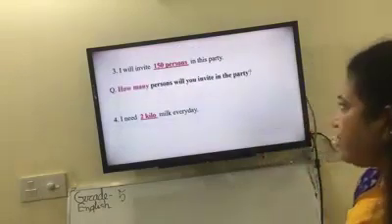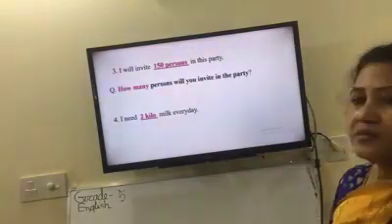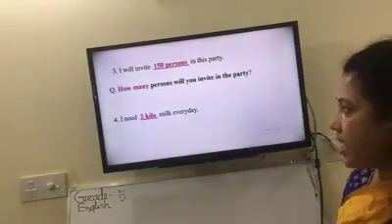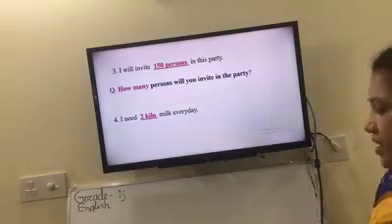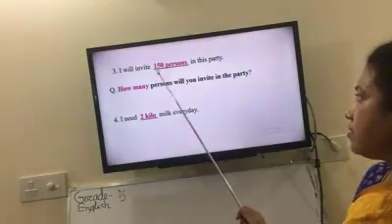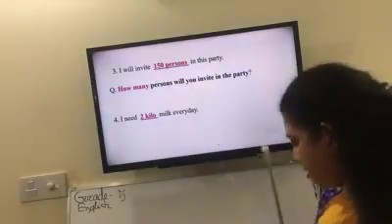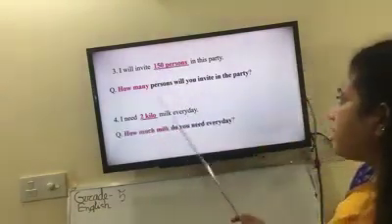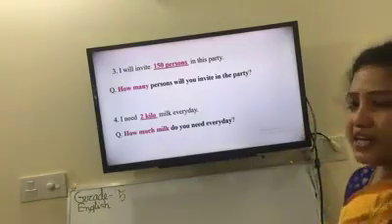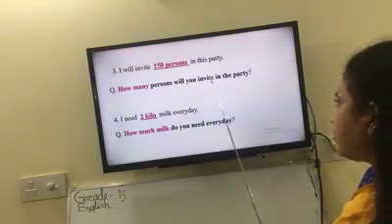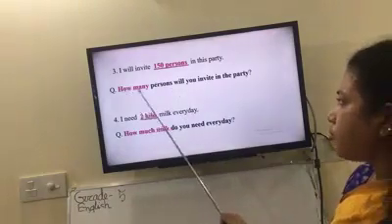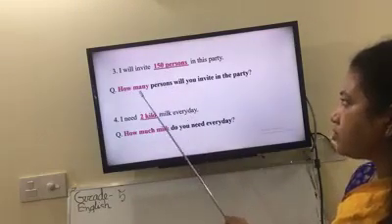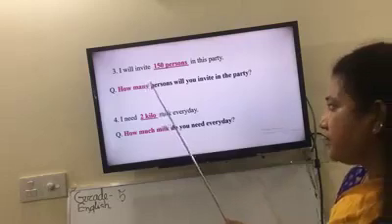Now have a look at another key part. Another example: I will invite 150 persons to this party. How many persons will you invite to the party? This is the question. How many? This is a countable noun, so we write how many here.